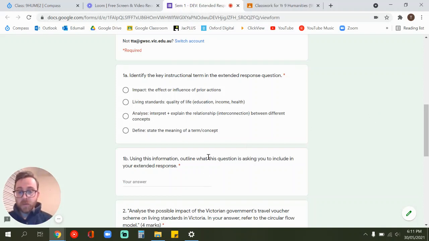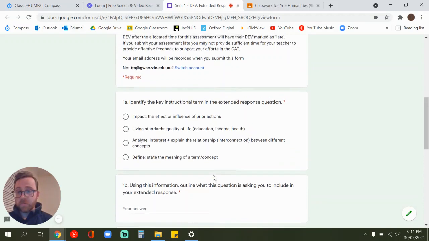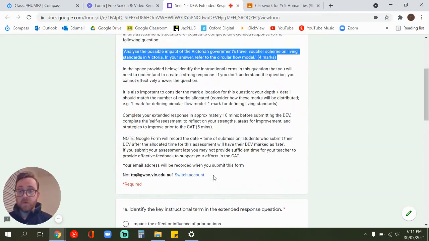And then in 1B, outline what this question is asking you to include in your extended response. So now that I know what the question is, now I know what the key instructional term is in this question, here's what I actually need to answer in my response.